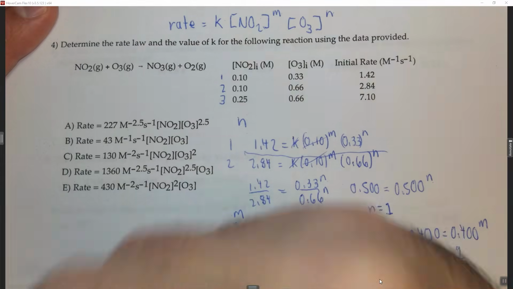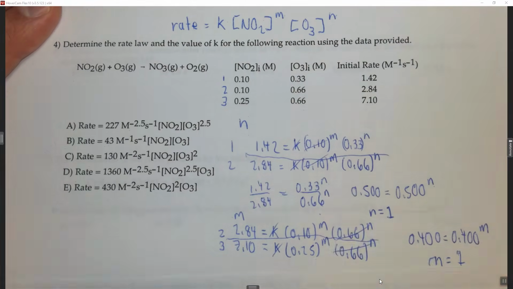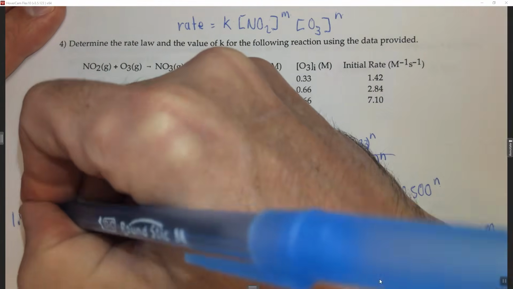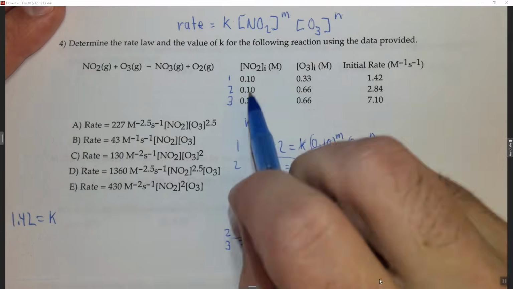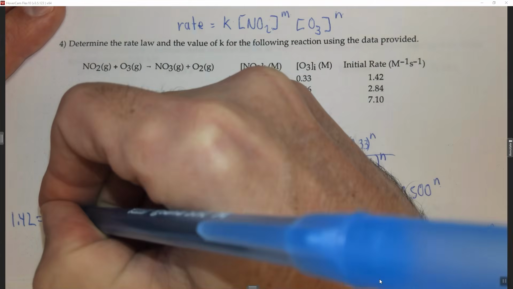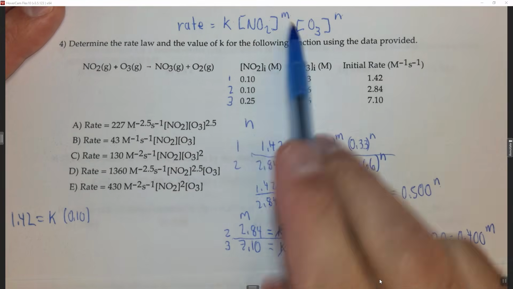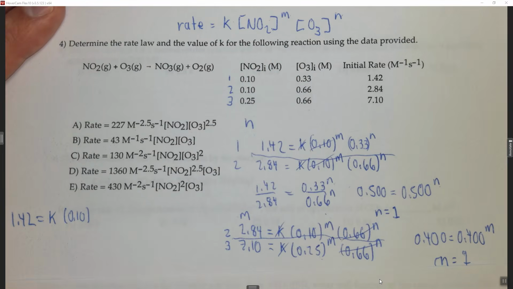Well, for trial 1, what is rate? Rate is 1.42. I'm again going to ignore units because this is already complicated math. Equals k, that's what I'm trying to find. Then 0.10, that's going to be to the m. But I just found m. m is equal to 1. So that's going to be to the 1. I'm not going to write a 1 there because anything to the 1 is just the number.